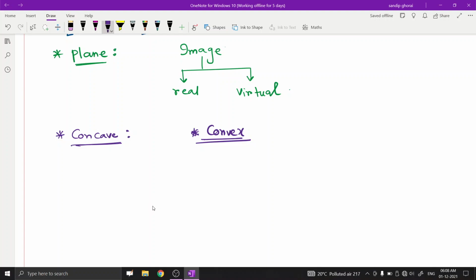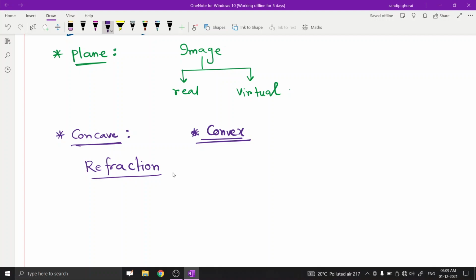Just move to the next topic, that is refraction. And what is refraction? Generally, when light travels in one medium, light moves in a straight path. That is the property called rectilinear propagation of light. Now, suppose light travels in a medium and suddenly the density of the medium is changed.